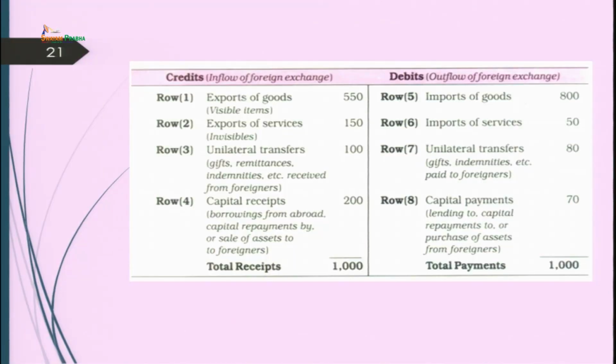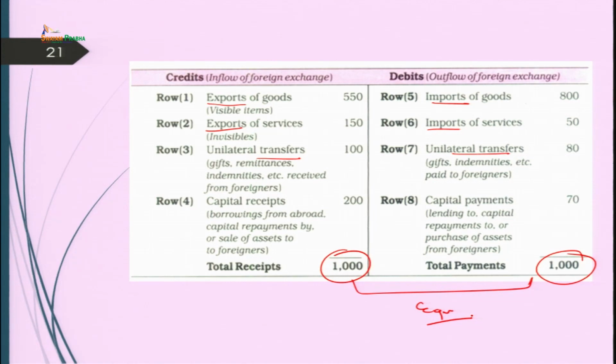Just have a look at the sheet of the balance of payment, how it is on the credit side, and this is on the debit side. On the credit side, exports, and on the debit side, imports. Unilateral transfers are there, that means you are making payments here, you are receiving there. Capital receipts are there, and the capital payments, and all together is going to be balanced. So both are in the equilibrium state.